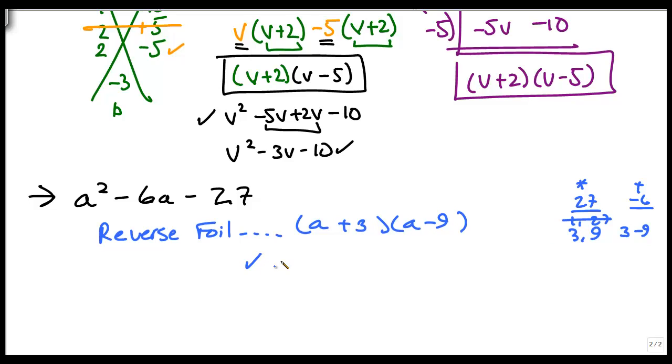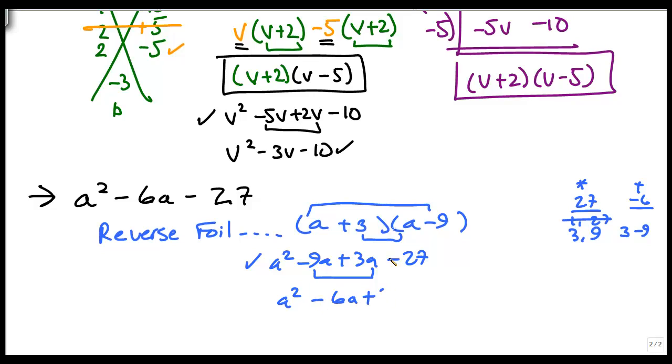Now we could check our work. A times a is a squared, minus 9a plus 3a for my outsides and my inside terms, and then my last terms would be 3 times -9, which is -27. Combining your linear terms, or your inside terms, that's -6a, minus 27. You can see that this checks. So again, we're always comparing it back to our original.